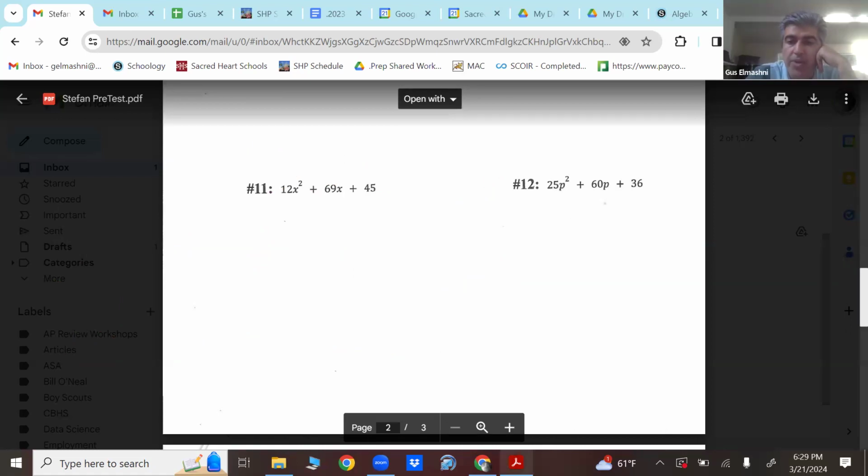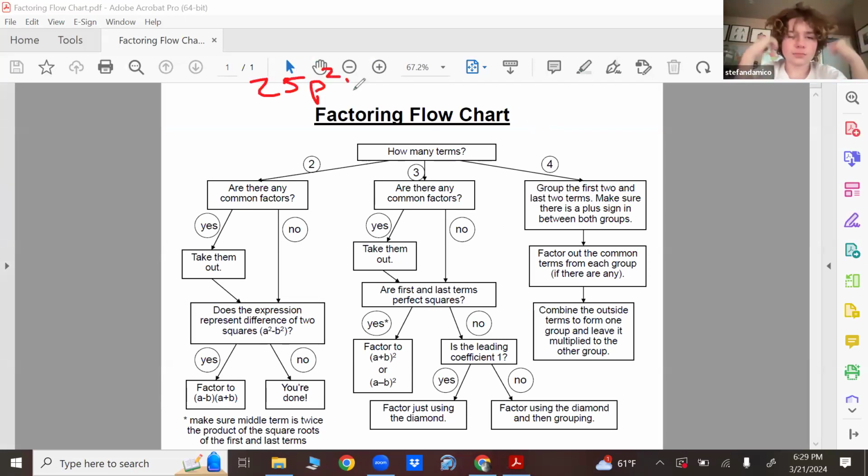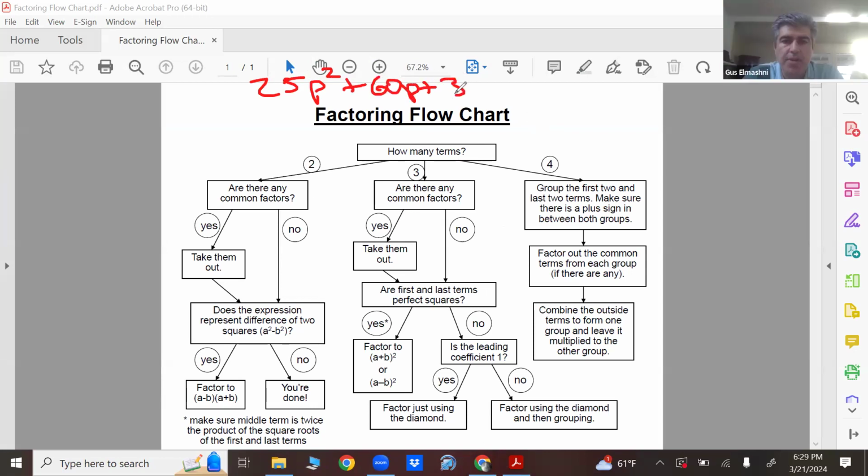Now take a look at 12. Let's go to the flow chart. I want you to guide me. Okay, so I'll write the expression first. 25p squared plus 60p plus 36. Okay. So read for me the first question.